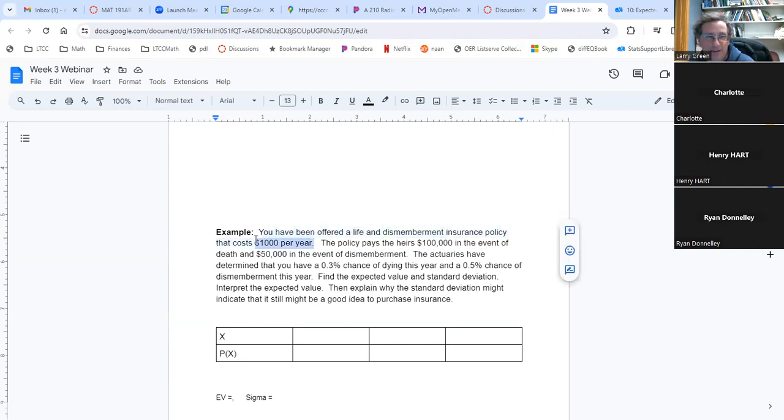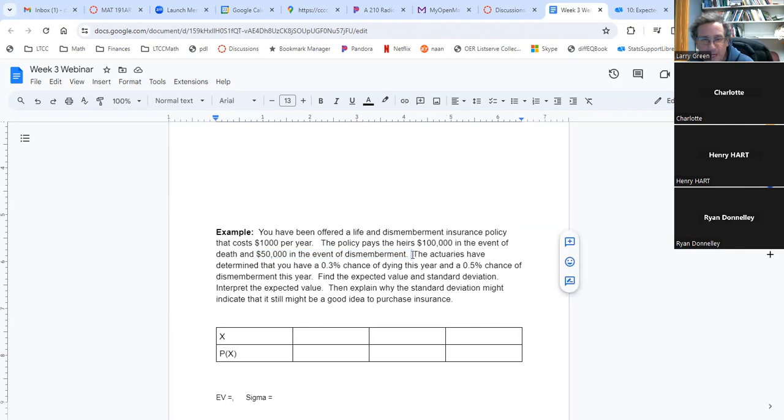Do you see that? So they call this a life and dismemberment insurance policy. Let's say it costs $1,000 a year. And let's suppose the policy pays the heirs, if you die, $100,000. If you die, you don't get any money, but if you have a child, your child needs the money and gets $100,000, or a spouse or whatever it might be. And $50,000 that you get in the event of dismemberment. Does that make sense? Any questions on that? There's a typical insurance policy that does this kind of stuff.